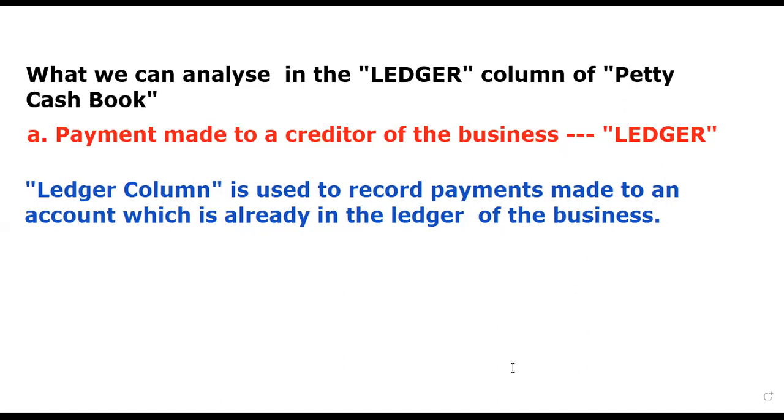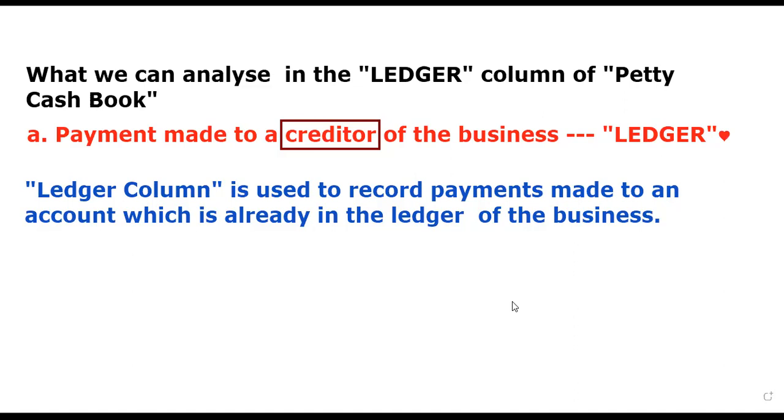Now you have to understand this quickly. Think about the previous activity, Samarasekara. Samarasekara is a creditor. Do you understand? For the creditor, we are already maintaining a ledger account in the business. Therefore, if you have made a payment to such an account, that is analyzed in the ledger column. So this is a very important note. You have to write this down near that activity number 23.